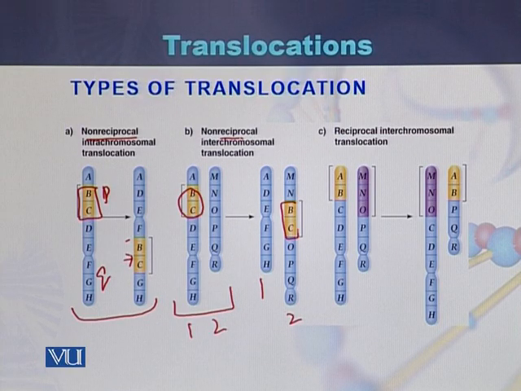The third type of translocation is reciprocal interchromosomal translocation. In this type, the fragment of one chromosome is deleted and joined on another chromosome. So it was deleted from chromosome 1 and joined to a second chromosome. So these are the different types of translocations.